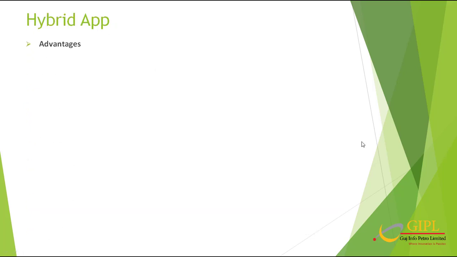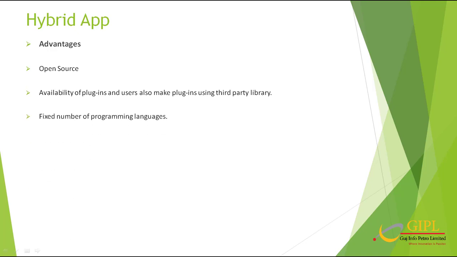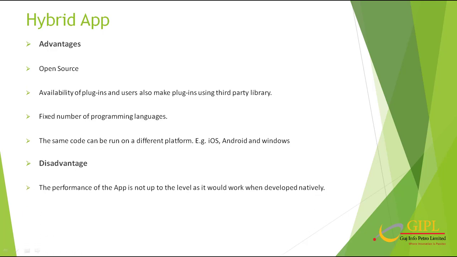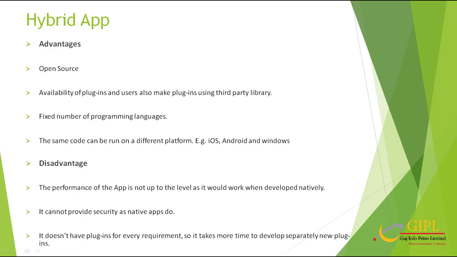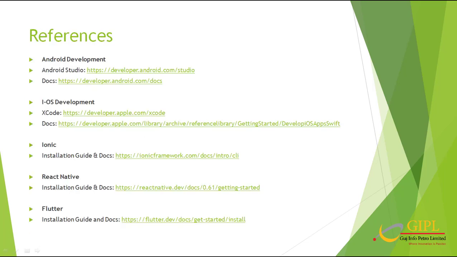Hybrid app. Advantages. Open source. Availability of plugins, and users can also make plugins using third-party libraries. Fixed number of programming languages. The same code can be run on different platforms, for example iOS, Android or Windows. Disadvantages. The performance of the app is not up to the level it would have when developed natively. It cannot provide security as native apps do. It doesn't have plugins for every requirement, so it takes more time to develop new plugins separately.